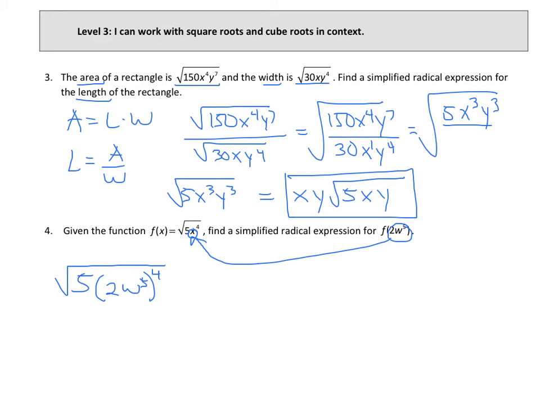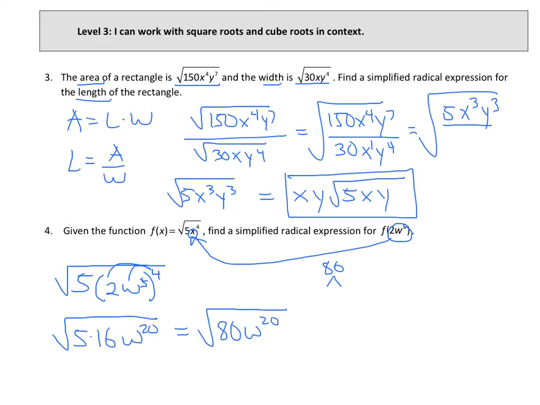And now I just have to simplify. First I raise both things inside to the 4th power. And I just leave the 5, so we get 5 times 2 to the 4th, which is 16. w to the 5th raised to the 4th power, we multiply the exponents and we get w to the 20th. And now I can multiply 5 times 16, that's 80, w to the 20th. And now I just have to simplify my radical.